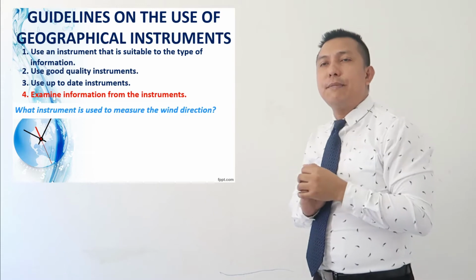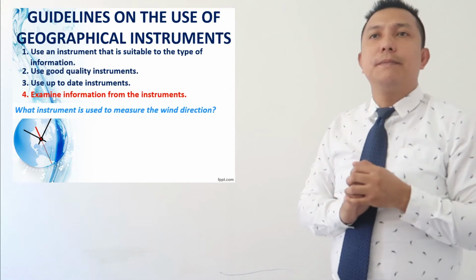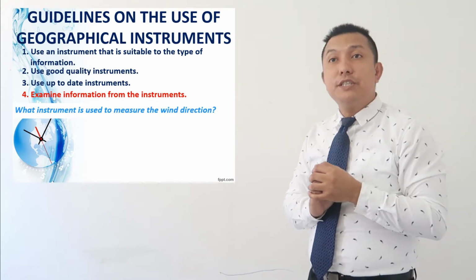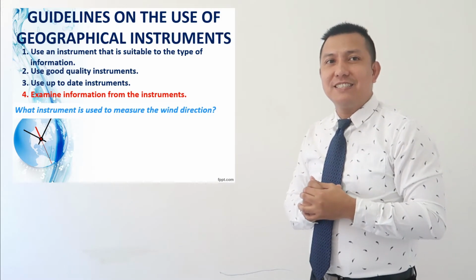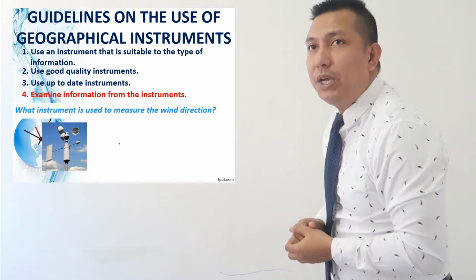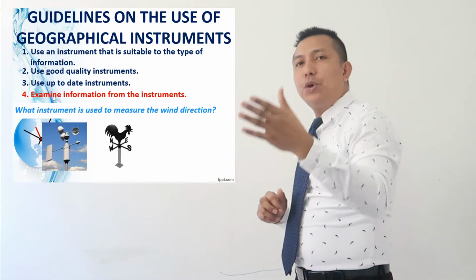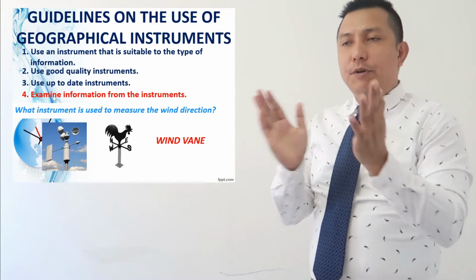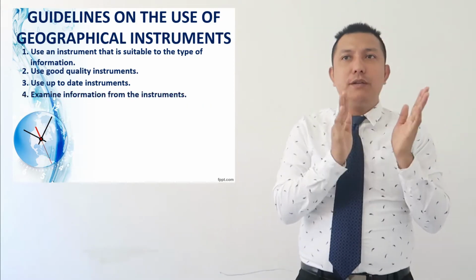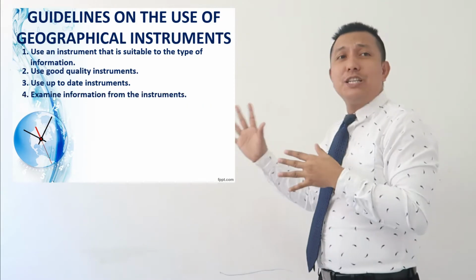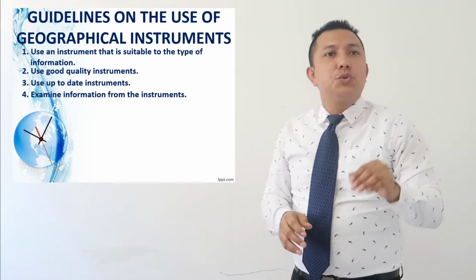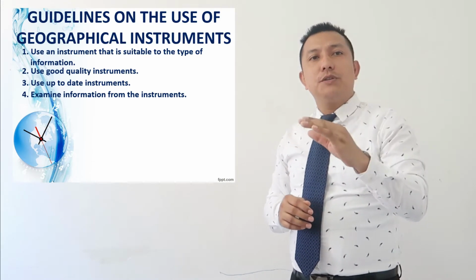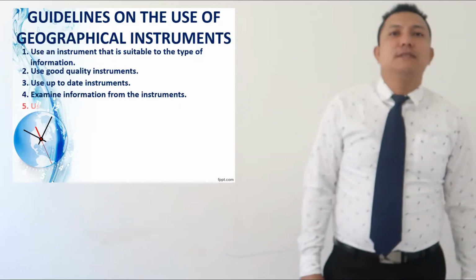Yes? At the back, there, at the back, please stand up. What is your name? BJ. Okay, BJ. Please answer the question. Okay, that's correct. Wind vane. Okay, wind vane. Clap your hands for your classmate. Wind vane. That is why, class, it is very important to examine information from the instruments.